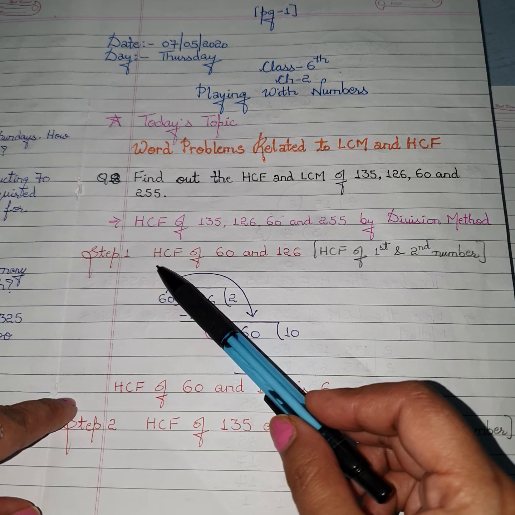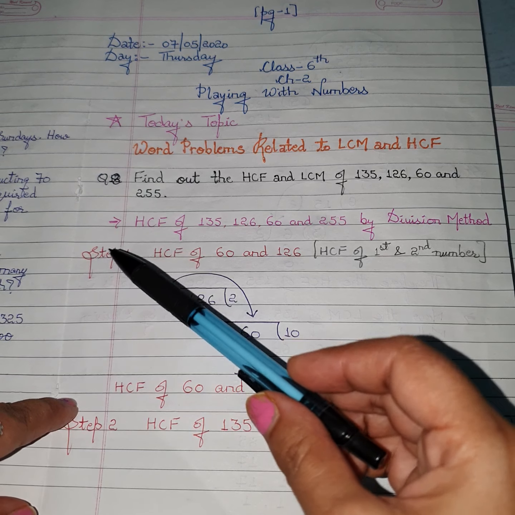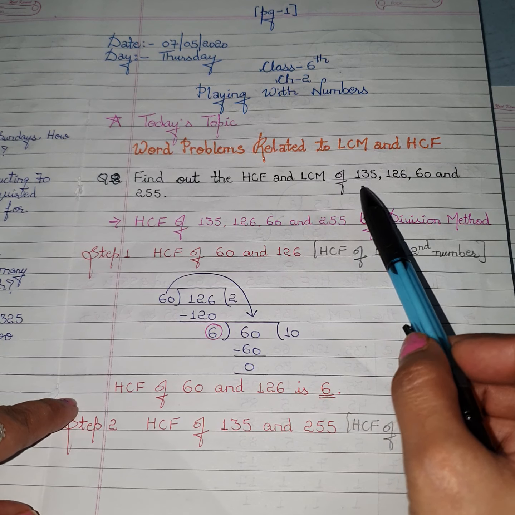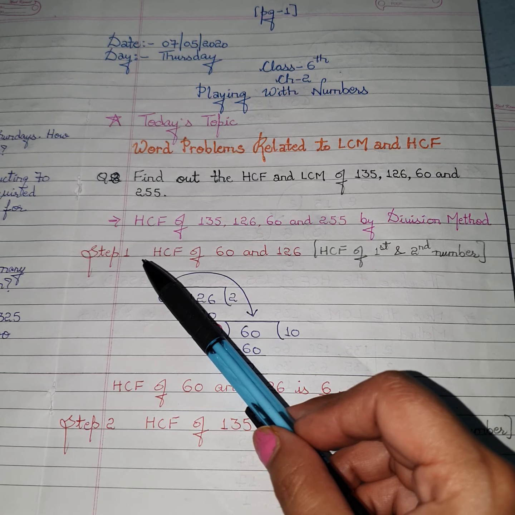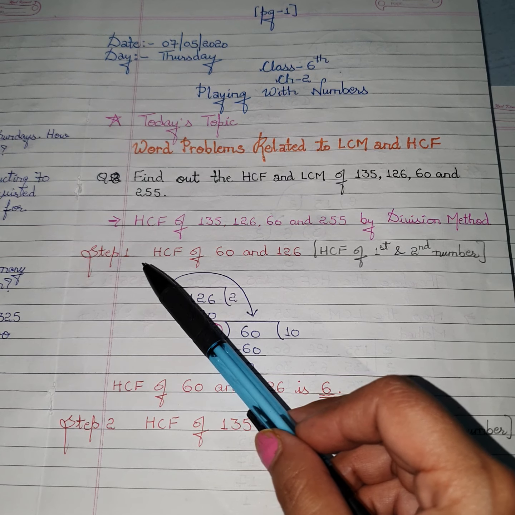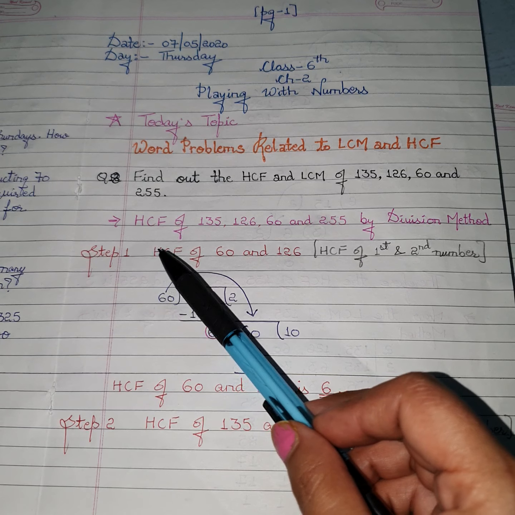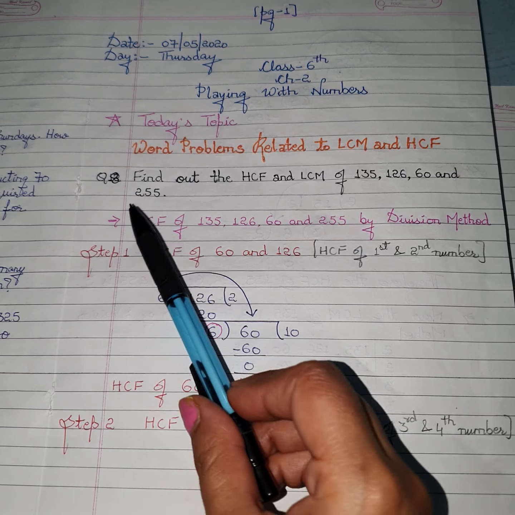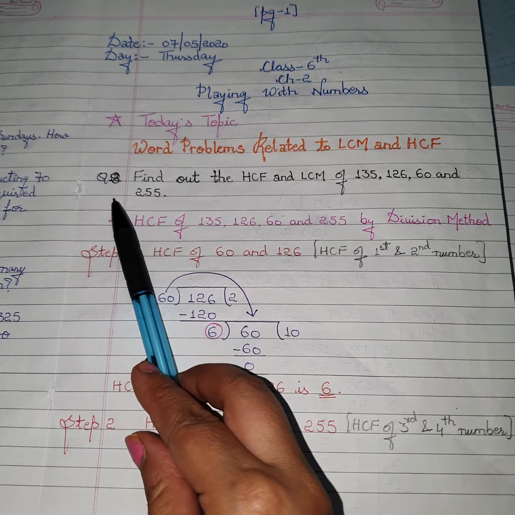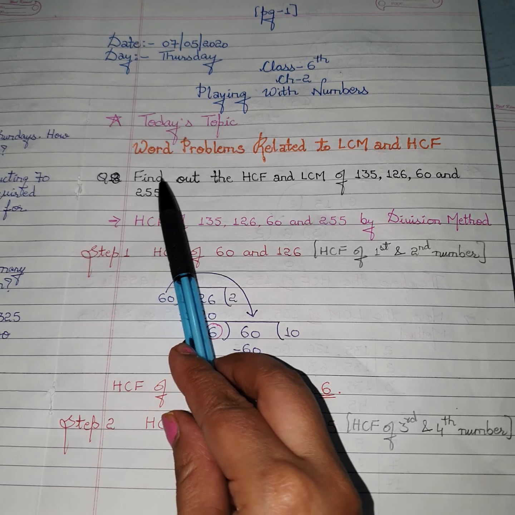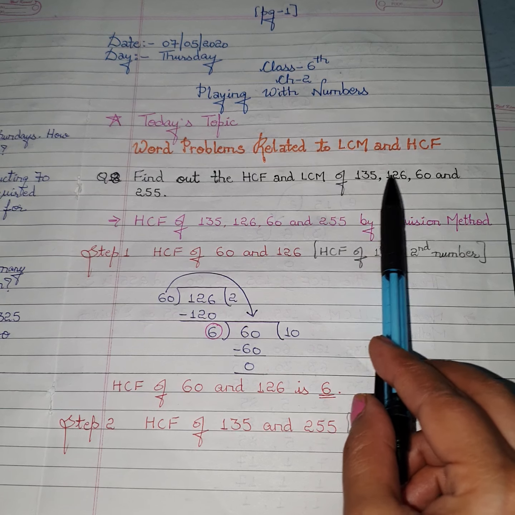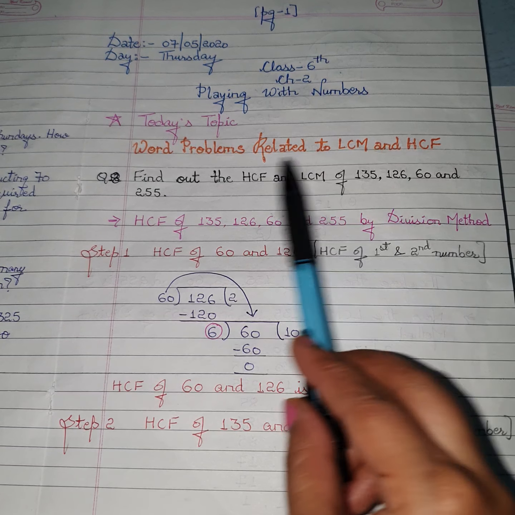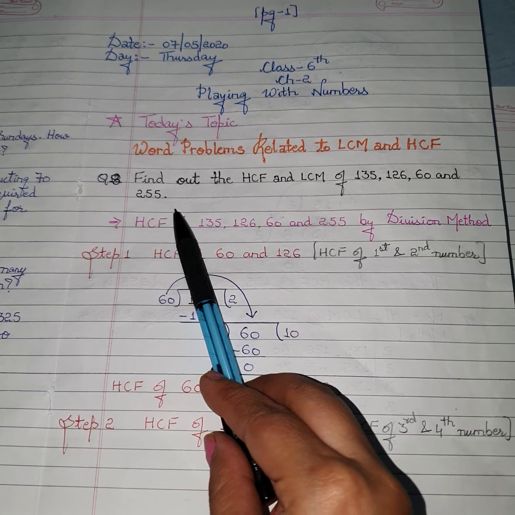So till now I have explained you 7 word problems related to LCM and HCF. If you want to go through those 7 word problems, then you can watch my previous YouTube videos. So today I will continue with question number 8, and it is find out the HCF and LCM of 135, 126, 60 and 255. Okay, simple.